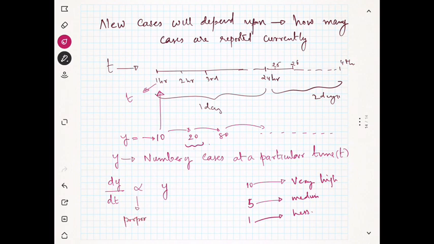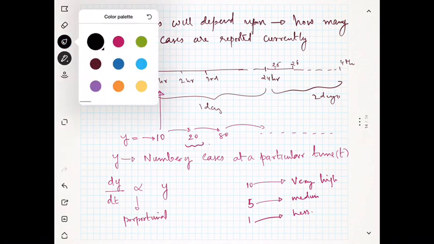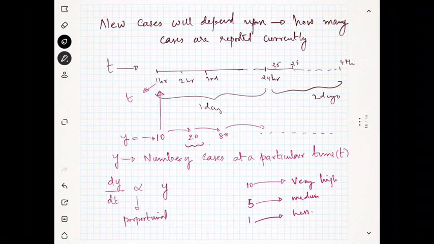So we can write something like this: dy by dt is equal to some constant beta into y, right? This is beta into y. Consider the direction field for this. We know that dy by dx is equal to beta into y, so let us draw this field.